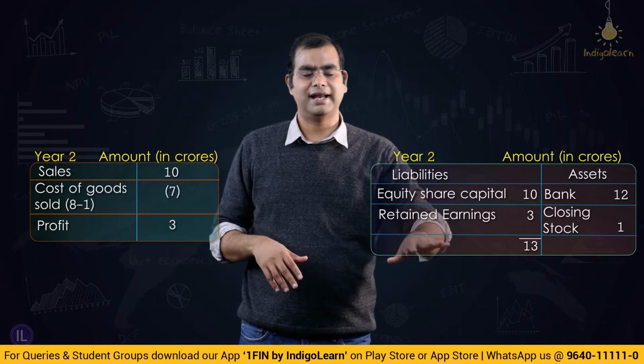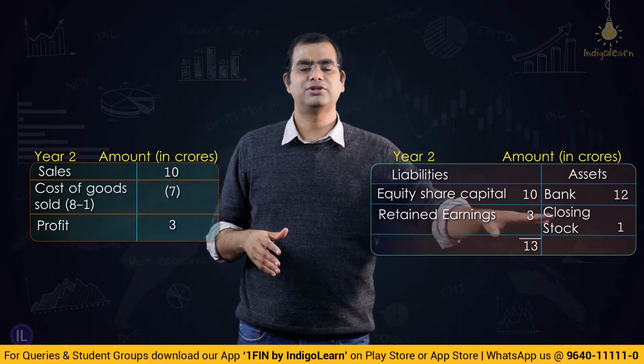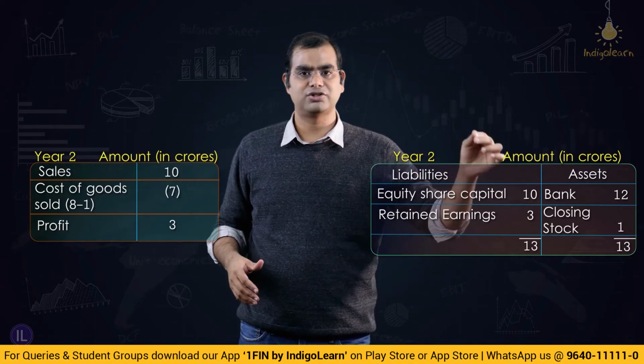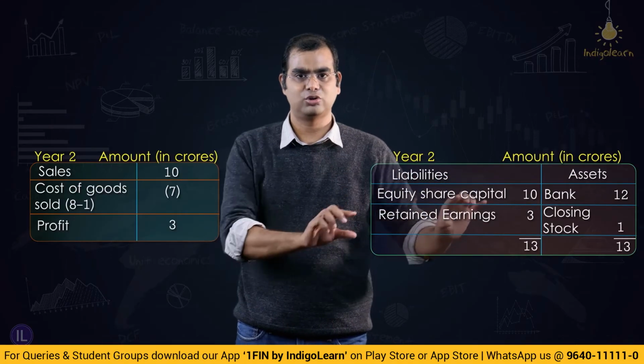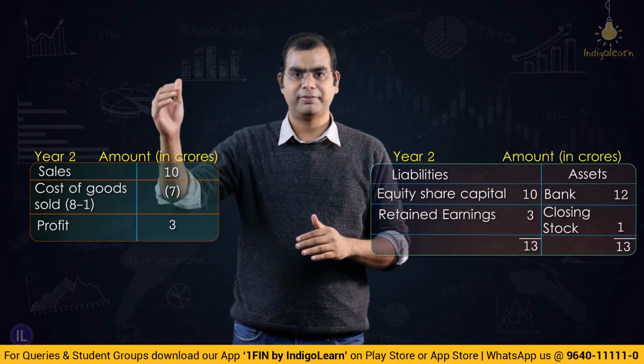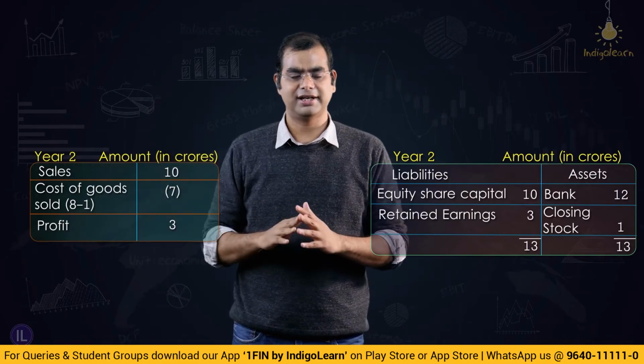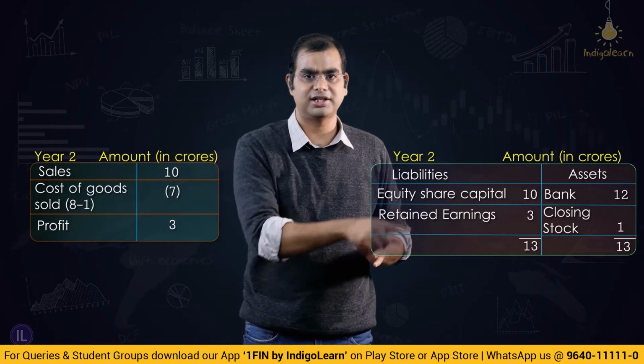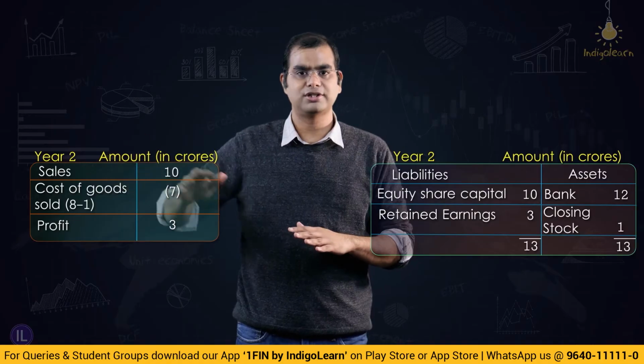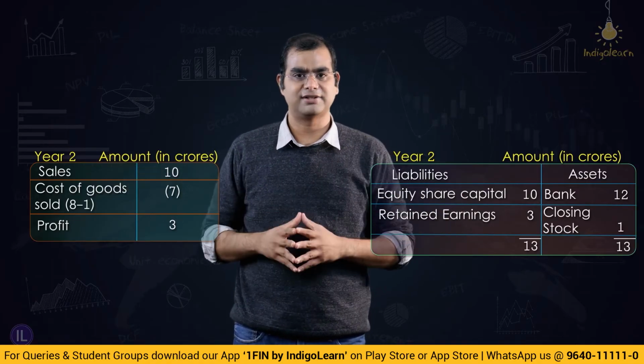So you have a liability side with 13 crores, asset side with 13 crores, which is 12 plus 1. Here it is 10 plus 3. Total 13. Balance sheet is matched. Your P&L is 10 minus 7, 3, correct? That is also over. This 3 has been transferred here. So P&L account is closed. Balance sheet is tallied. Now let's come to the cash flow statement.